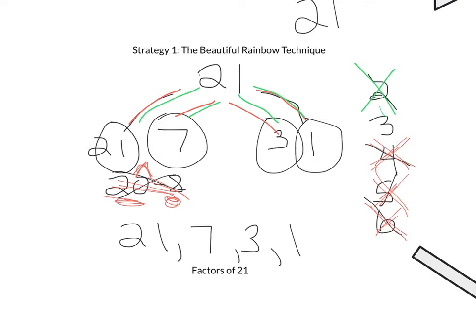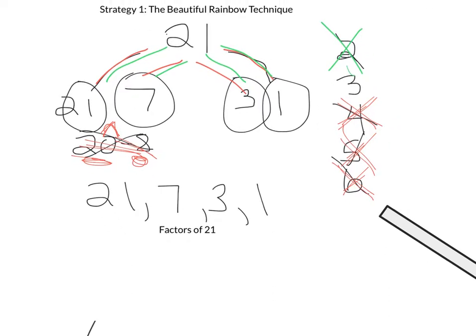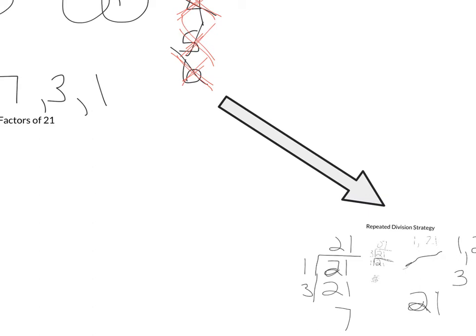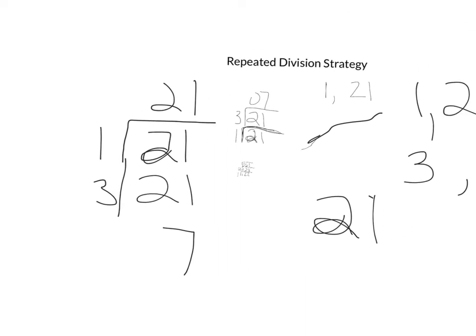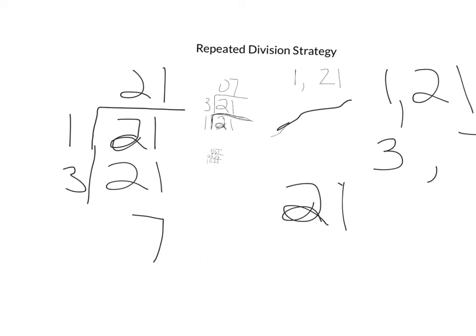So what I've done is I've used the beautiful rainbow technique to find all of the factors of 21. So that's one strategy that I was able to use. I always tell you guys, if you have one strategy, that's awesome. If you have 2 strategies, that's even better. So the next strategy that I tried is called the repeated division strategy.